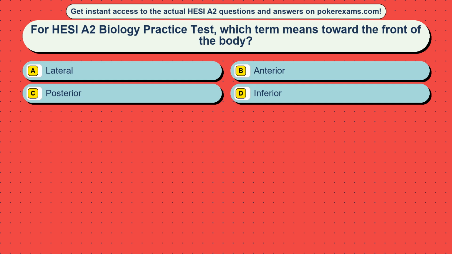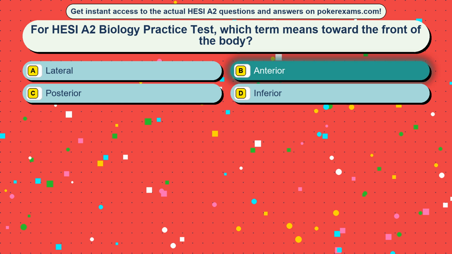Question 32. HESI A2 Biology practice test, which term means toward the front of the body? Option A, lateral. Option B, anterior. Option C, posterior. Option D, inferior. The correct answer is option B, anterior.